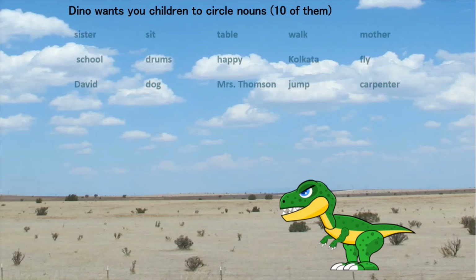The words are sister, sit, table, walk, mother, school, drums, happy, Kolkata, fly, David, dog, Mrs. Thompson, jump, carpenter. Here are the answers.